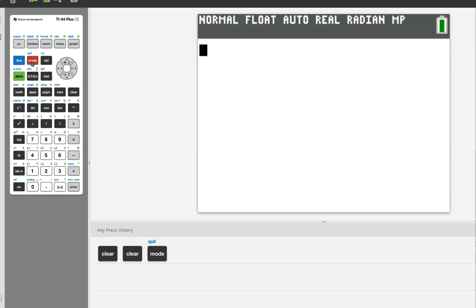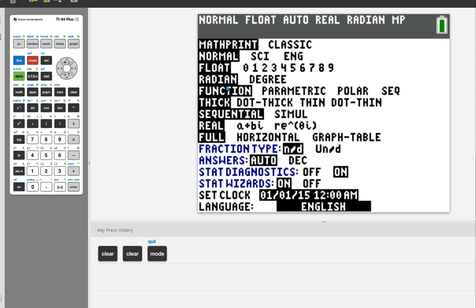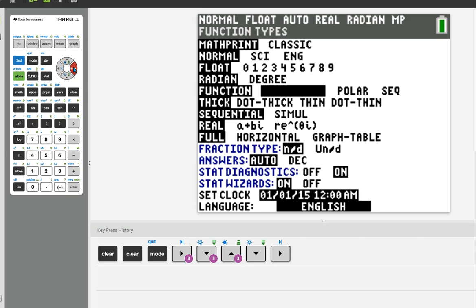But the first thing that you want to do is go into mode right here. And in mode, you want to go down to where it says function. You want to go over to polar. Okay, it's not wanting to do it for me. Okay, I have to go like this apparently. Oh, it just won't let me touch it. That's not nice. Okay, so anyhow, I'm going to get it. Boom. There we go. Now press enter, don't laugh.